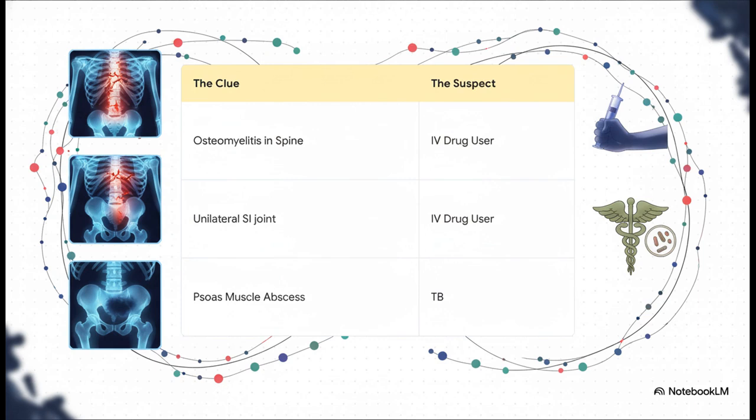You see an infection in the spine, or just one side of the SI joint, you immediately think of an IV drug user. You see a huge abscess in the psoas muscle. The number one suspect is tuberculosis, or TB. These patterns are like mental shortcuts that are just crucial for getting to the right answer fast.